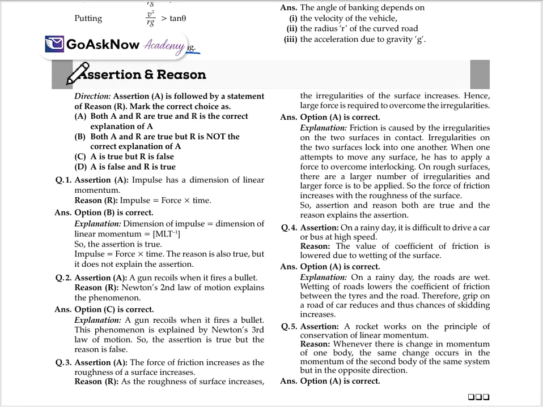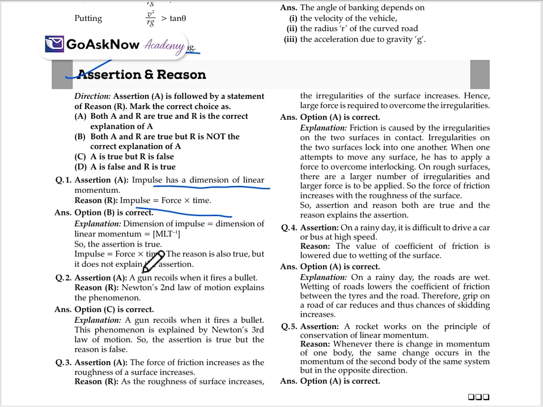And also we have some assertion and reason based questions. We have to find whether R is related to A or not, whether A is true, R is false, A is false, R is true, like this. Impulse has the dimension of linear momentum, and this is the assertion. The reason is impulse equals force into time. So here we can see both A and R are true, that impulse has the dimension of linear momentum, and also impulse equals force into time. So the assertion is true, and as it's related to force into time, the reason is also true. It does not explain.